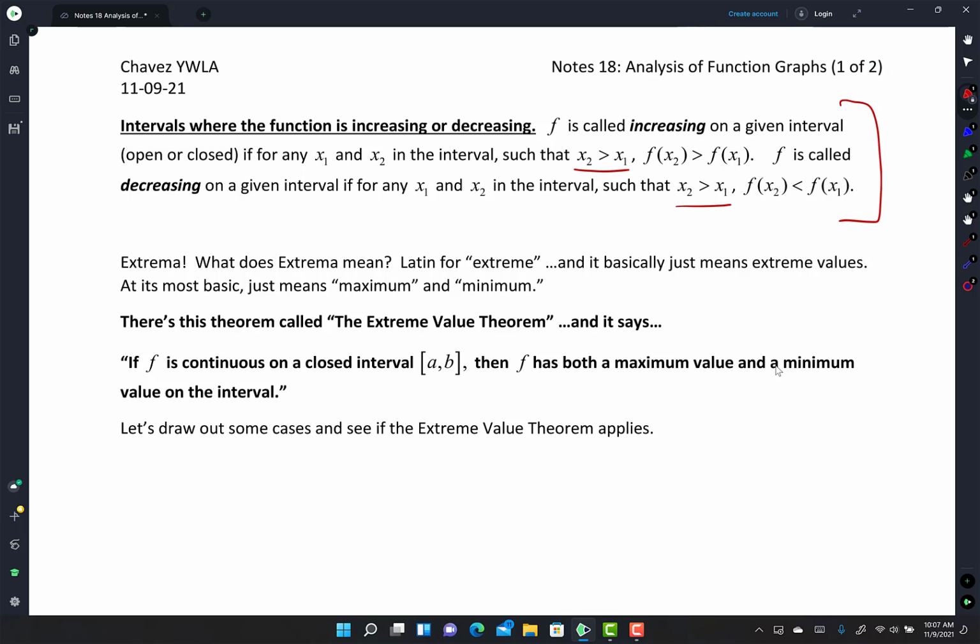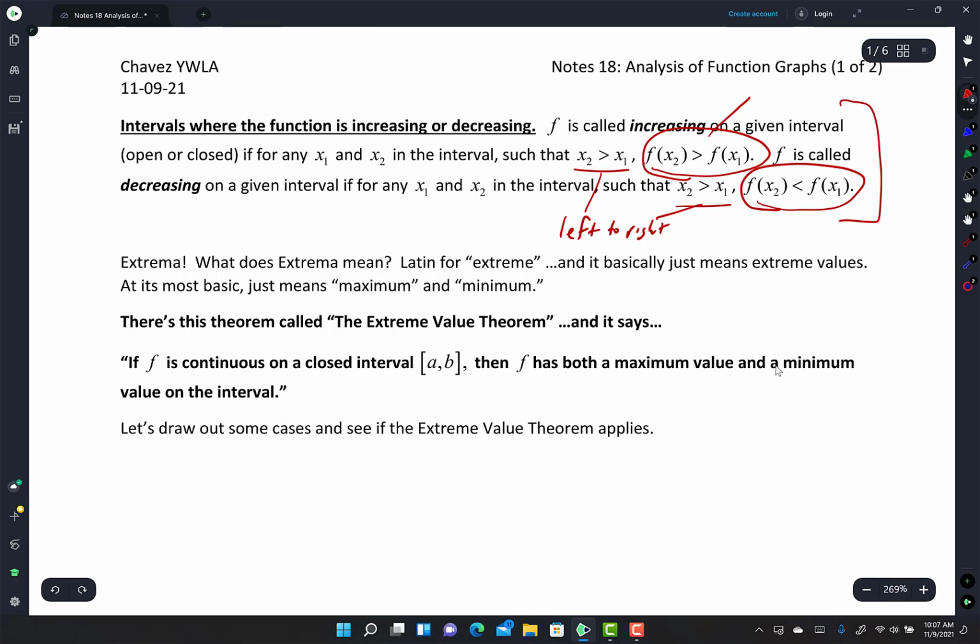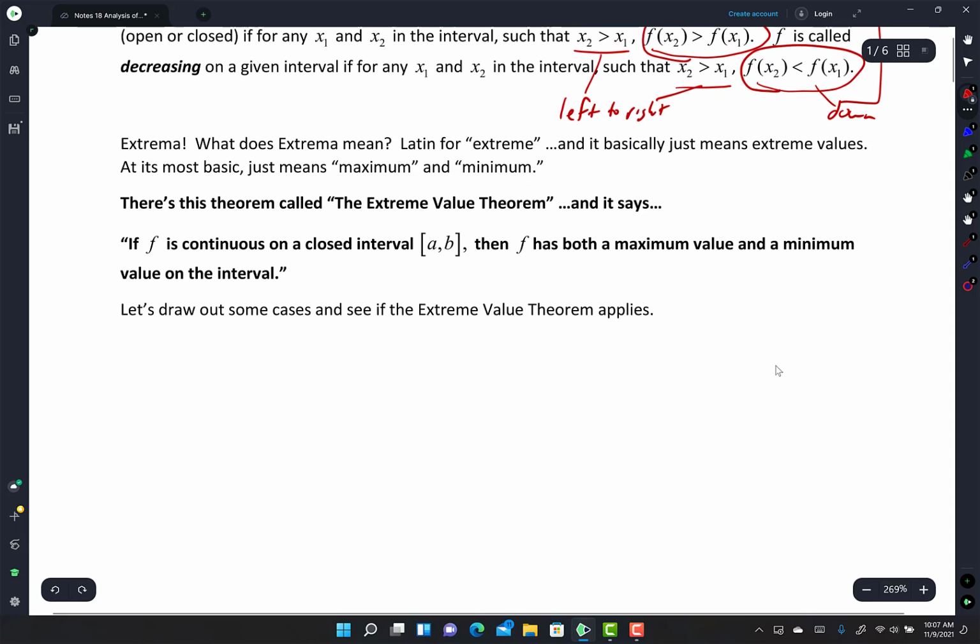This x2 greater than x1 just means read it left to right. And f of x2 is bigger than f of x1 means that at x2, the y value is bigger than at x1, meaning you're going uphill. Does that make sense? And then for this one, again, that means left to right, and f of x1 is bigger than f of x2, meaning you're going downhill. That makes sense? Okay.